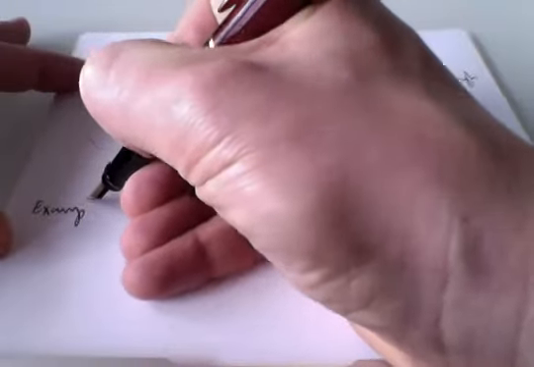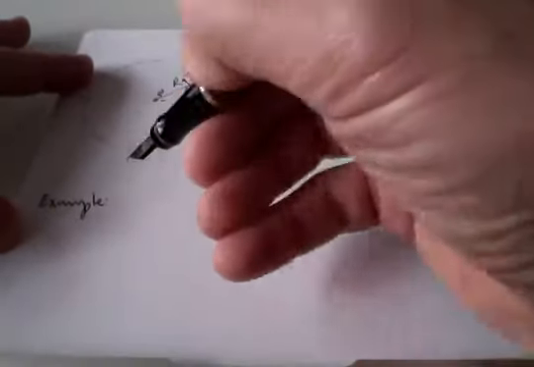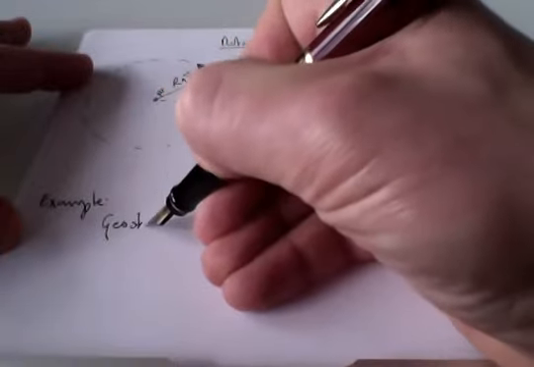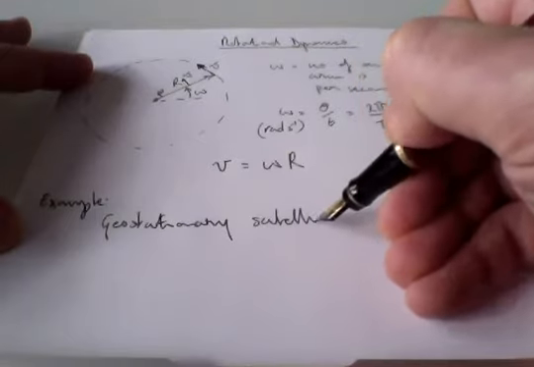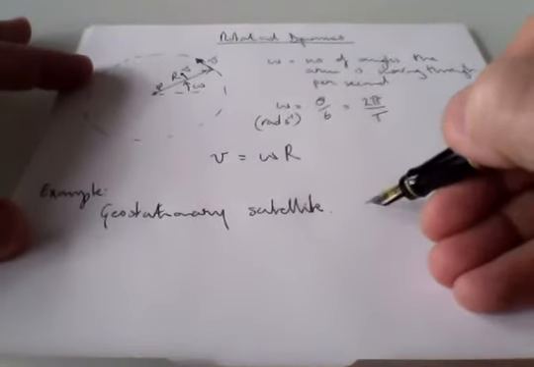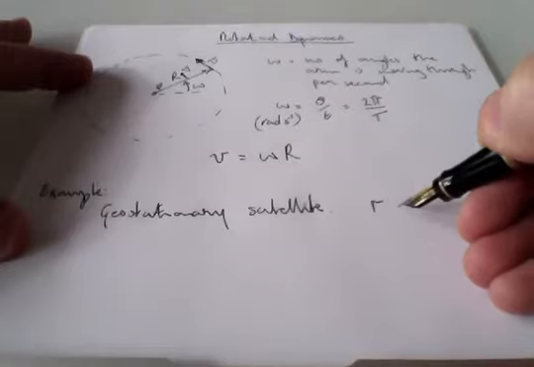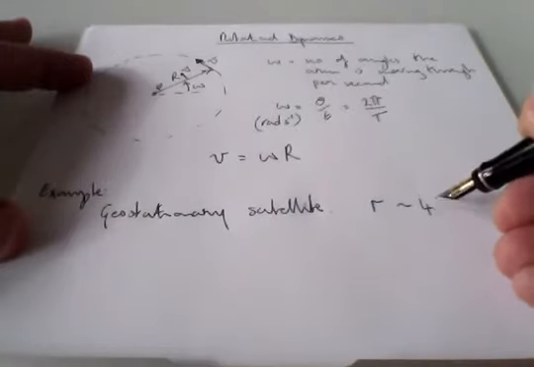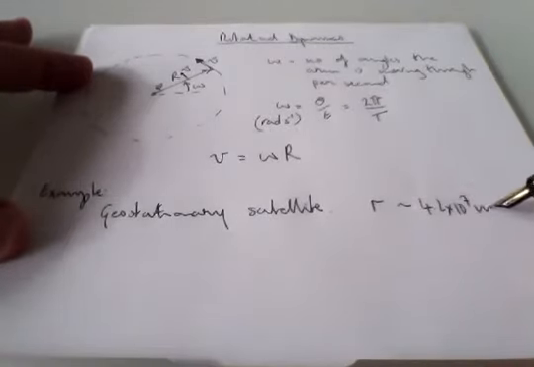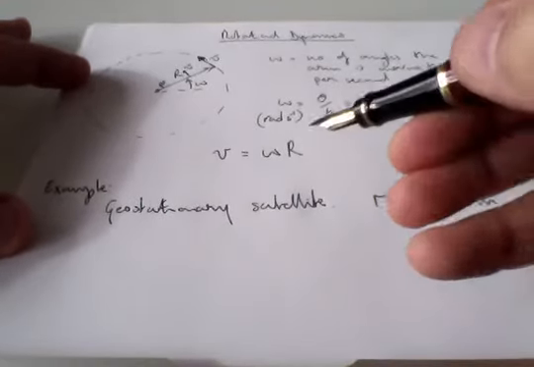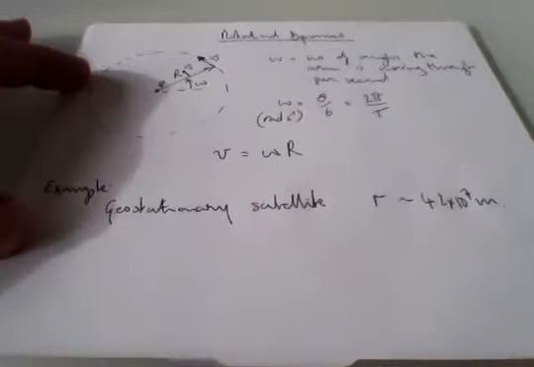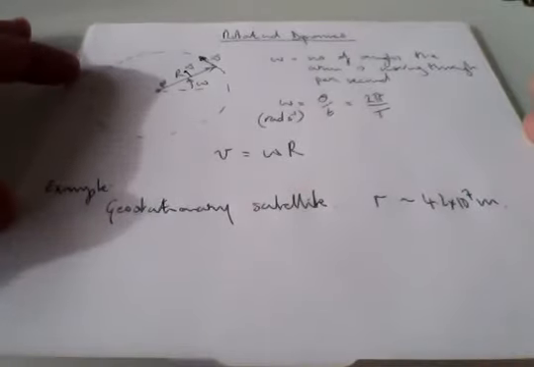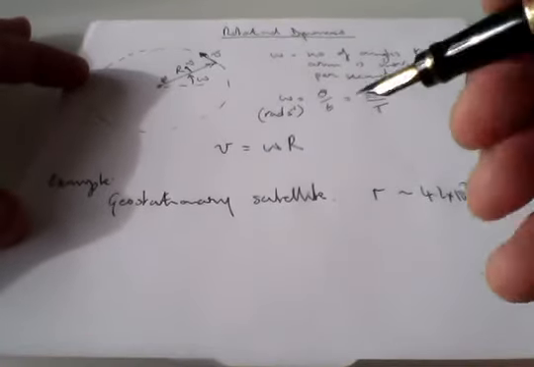So here's an example, for instance. Let's use a geostationary satellite. I'm going to give you the radius. The radius from the center of the Earth is approximately 4.2 times 10 to the 7 meters. And I want to know what's the angular speed of the geostationary satellite, and then what's the real speed at that distance. So if you think you know how to work it out, hit pause. Otherwise, here comes the answer.